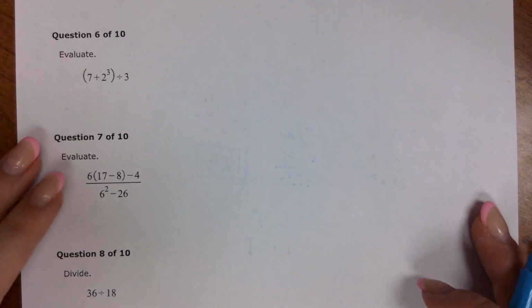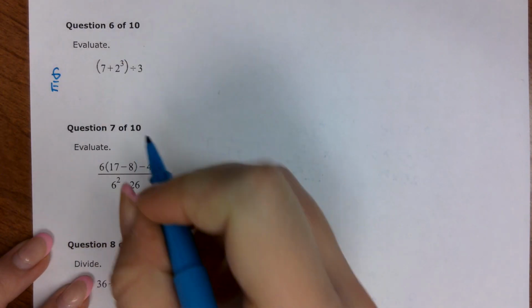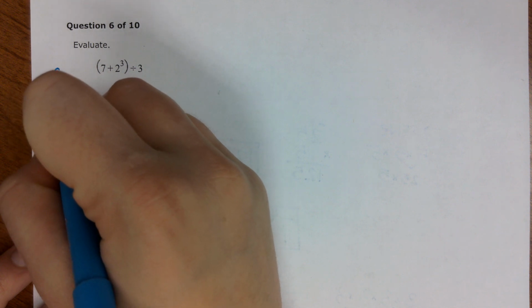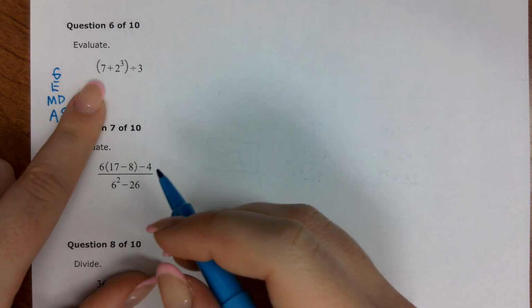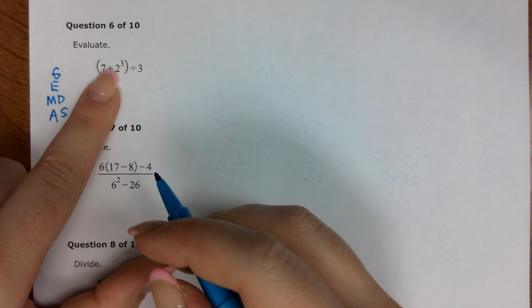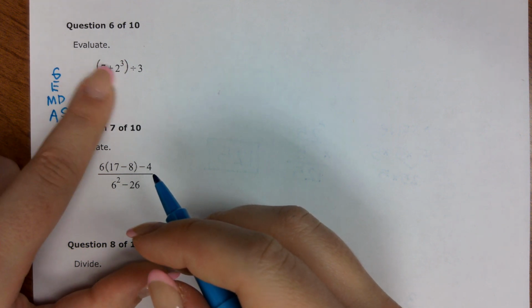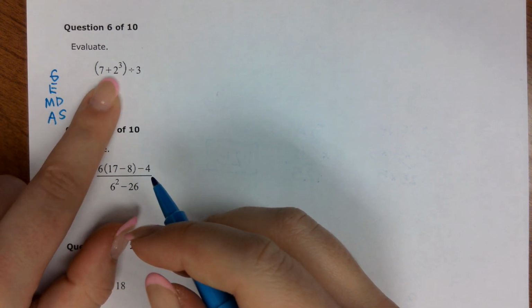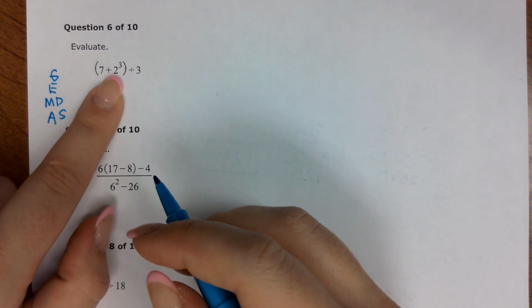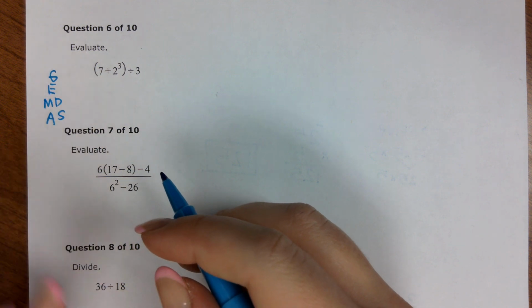This is the same thing. We're going to do some GEMDAS. So I'm going to write my steps off to the side so that I can remember what order to go in. Now remember, if we have multiple steps inside the parentheses, then we need to follow GEMDAS again. So exponents comes before adding. So we're going to do this first, and then we're going to add 7 to it.